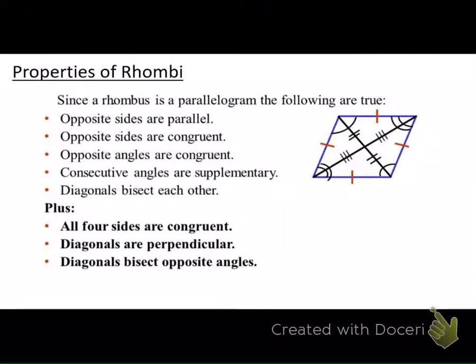Since a rhombus is a parallelogram, the following are true. Opposite sides are still parallel. That's not marked in here, so I'm going to mark that. Opposite sides are congruent, but because it's a rhombus, actually, all four sides are congruent, okay? A rhombus is a parallelogram with four congruent sides. Opposite angles are congruent.